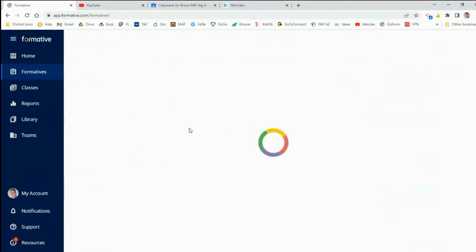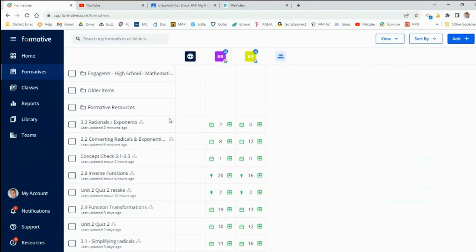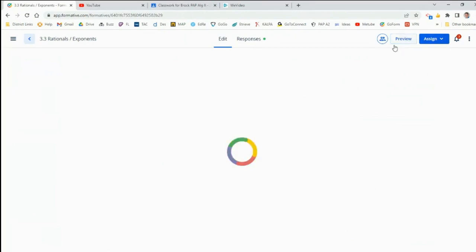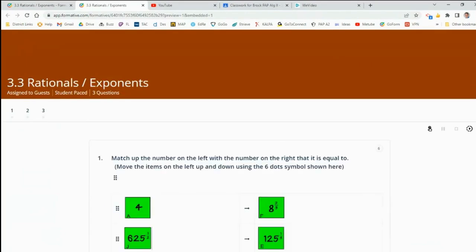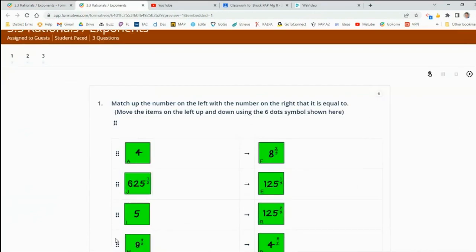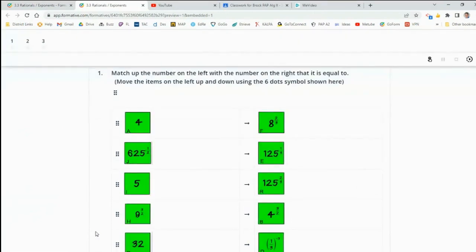Back to Formative. So when you're answering questions, let's see what Formative holds for us. Oh, Formative. Okay. Rationals and exponents right here. I'll put up our student preview so it'll look like you expect to see it. Formative's fixing some stuff for me because I'm having some problem with it. I was talking to someone at Formative this morning, so they're going to fix some things.